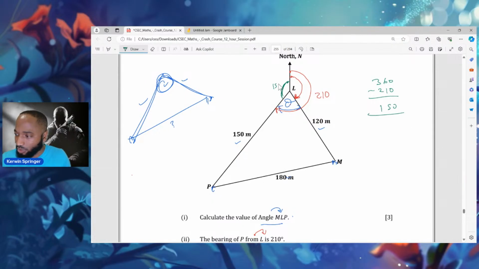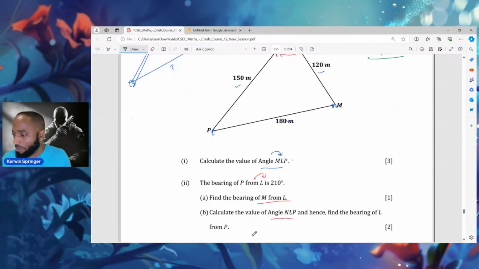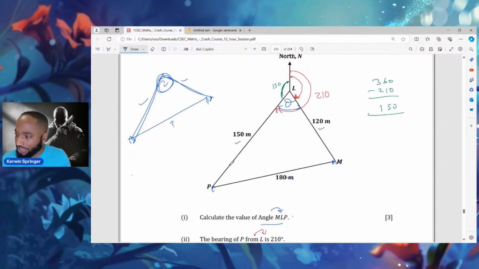150. And if this is 150, are we able to find the bearing of L from P? What is the bearing of L from P? That's this guy over here. From P means you start on P. So how do we get this bearing?